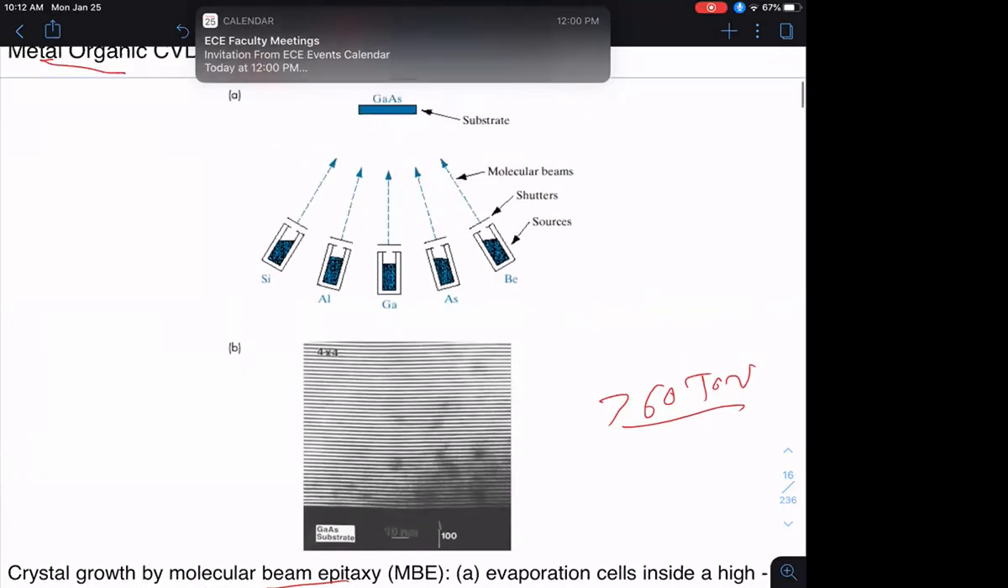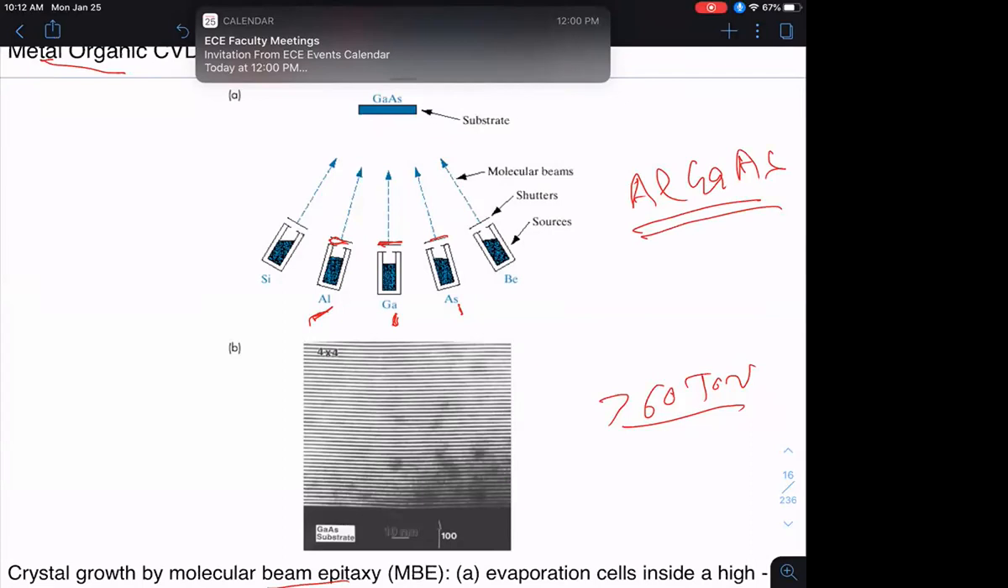So in that super clean environment, suppose I'm growing gallium arsenide, you have a gallium arsenide substrate, which would act as your seed. And then suppose I'm trying to grow an alloy called aluminum gallium arsenide. That's one of those ternary semiconductors that we mentioned in the last class. You'll have sources of aluminum, gallium, arsenic that are heated up so that you create aluminum vapors, gallium vapors, and so on and so forth. And then you have these shutters, which are computer controlled, which can move rapidly in and out of place.